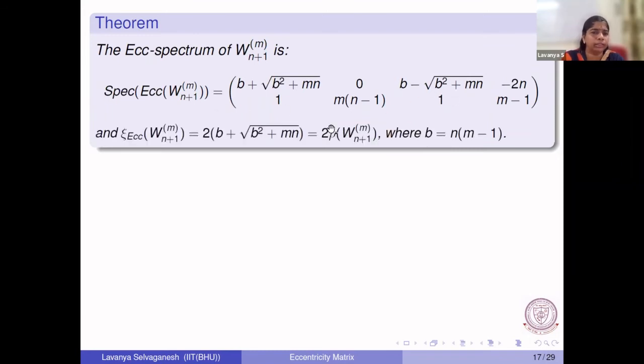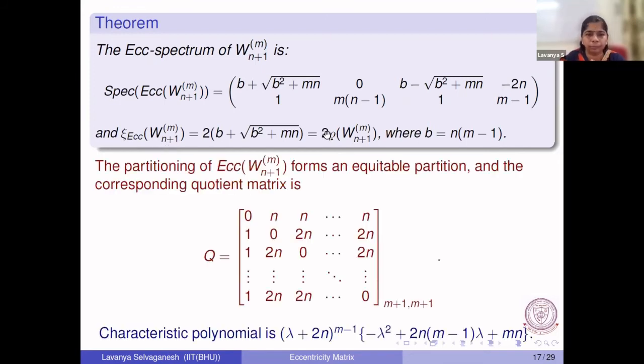And so again, this same result can be extended. The eccentricity energy is nothing but twice the spectral radius, right? So the proof also carries on along similar lines, but I'll just show you how the matrices look, which is interesting to see. The partitioning of this eccentricity matrix again forms an equitable partition for the windmill graph, which is given by this matrix here. And in fact, this is again a full rank matrix, of order m+1.